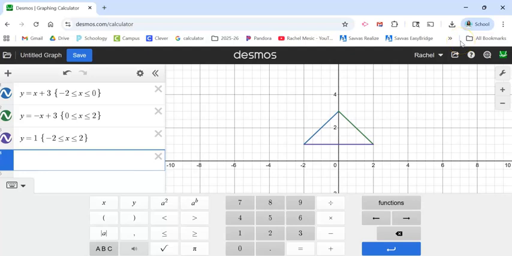There's criteria on this spreadsheet, but then when you're done, you're going to take a screenshot and you're going to insert it into the Google Doc and then submit it. Can't wait to see what awesomeness you come up with.